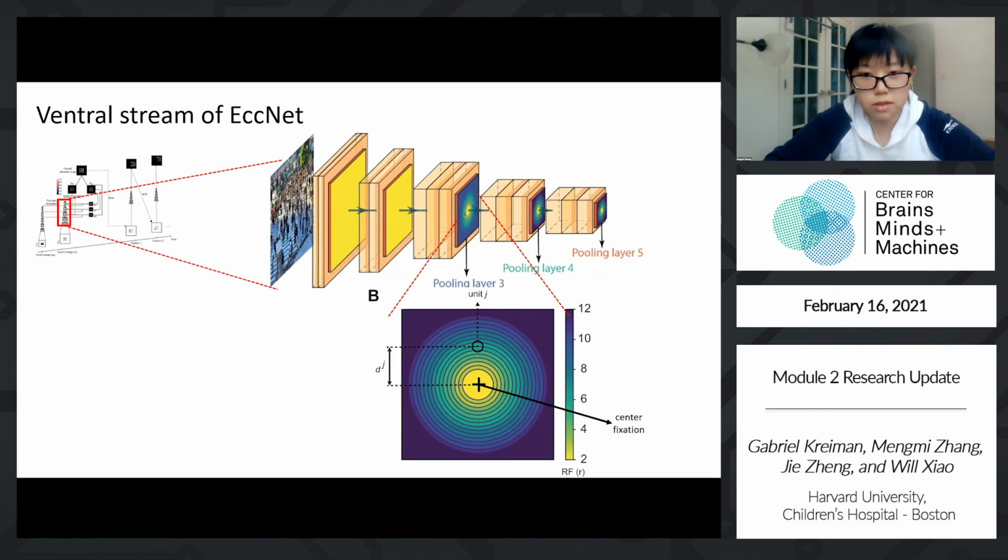But here, if we zoom into the third pooling layer, let me explain what I mean by this eccentricity-dependent pooling layer. Given any unit G on this pooling layer 3, we can compute its Euclidean distance from the center fixation location. The further the distance, the larger the receptive field size unit G has, as indicated by the different colors on the right.